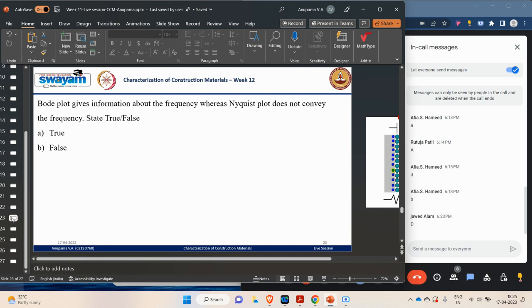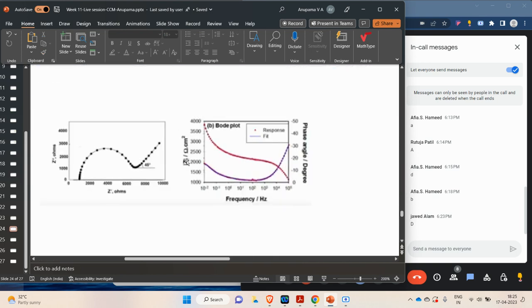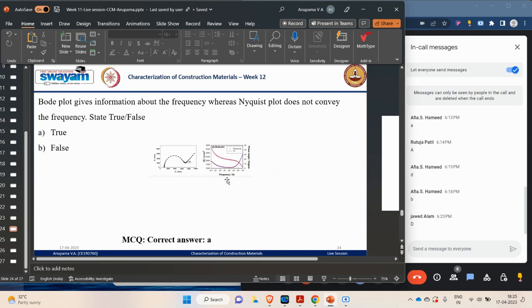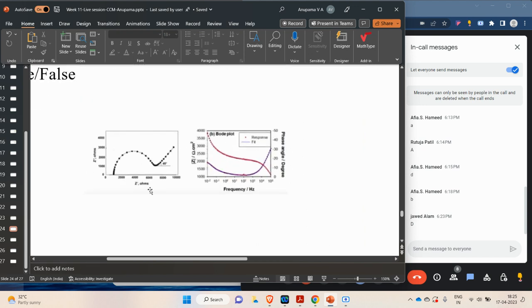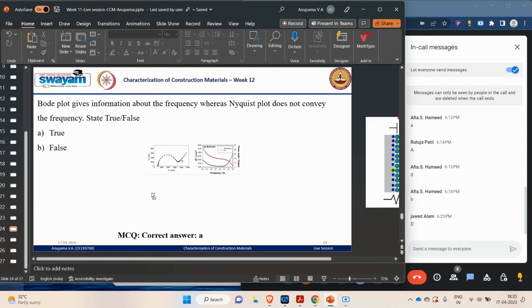Okay, so let's move to the correct answer. This is related to the electrical measurement of resistivity. The correct answer is option A. So here if you see, the frequency is given in the Bode plot, whereas this is a Nyquist plot. It does not say anything about the frequency. So here the frequency is measured against the phase angle and also the impedance, whereas here only the impedance is present. There is no information about the frequency in the case of Nyquist plot. So the correct answer is option A, true.